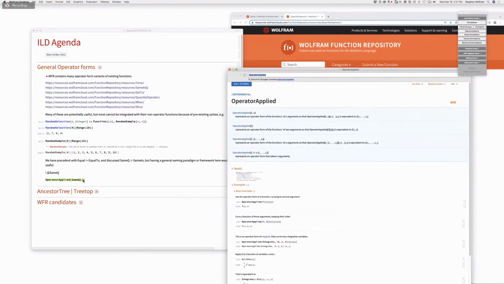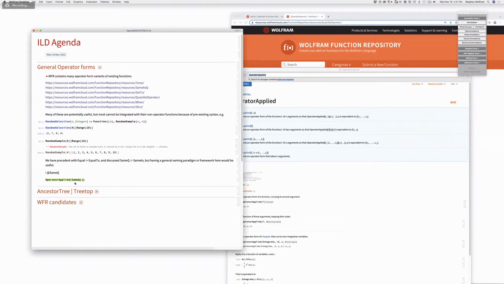Yeah. So in the case of your short example up above, this would be something like this, which then would become, in other words, if there was a short form of operator applied, is there any serious possibility of that?